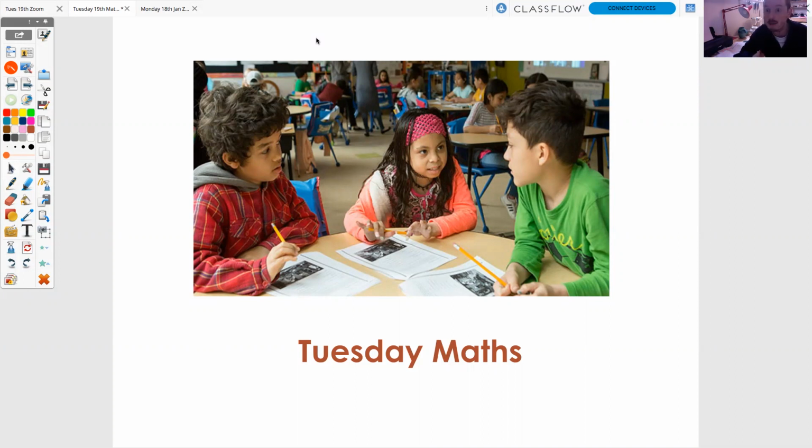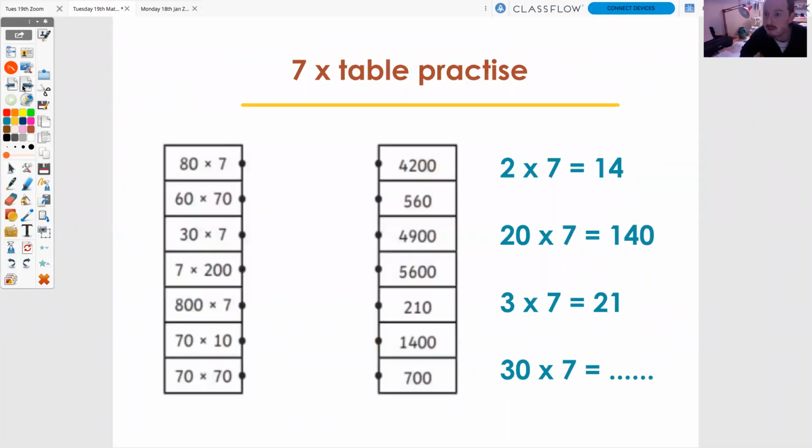We're going to start today's maths lesson, if you've got the sheet in front of you, by doing some 7 times table practice. And I just thought I'd give you a bit of a tip for this, because it's times tables that you might not have seen before. Instead of 8 times 7, we're doing 80 times 7. Instead of 7 times 1, we're doing 70 times 10. So it's all about understanding, well, what are the tricks here? How can I help myself solve these problems without having to do long multiplication sums?